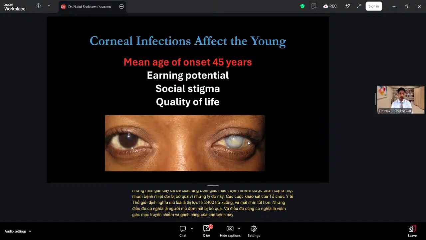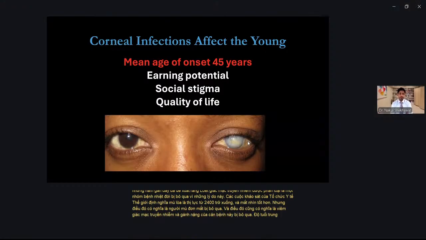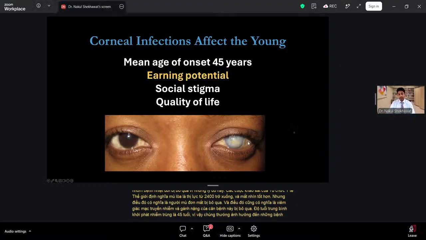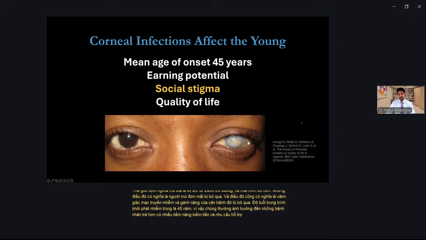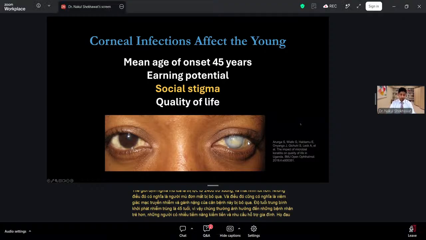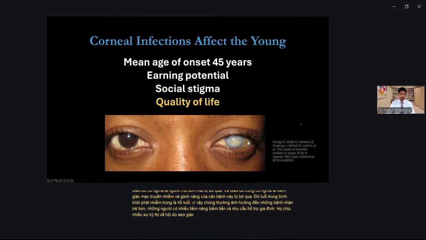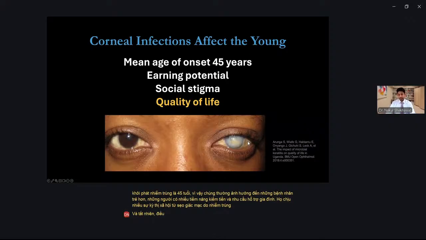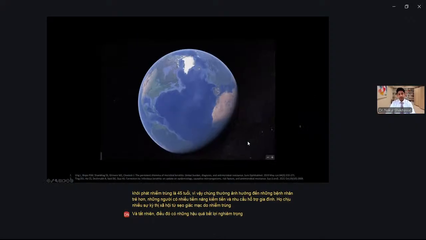The mean age of onset for infections is 45 years, so they tend to affect younger patients who have a lot of earning potential and the need to support their families. They suffer a lot from social stigma from the corneal scarring resulting from infection. And of course, that has severe adverse consequences for their quality of life.